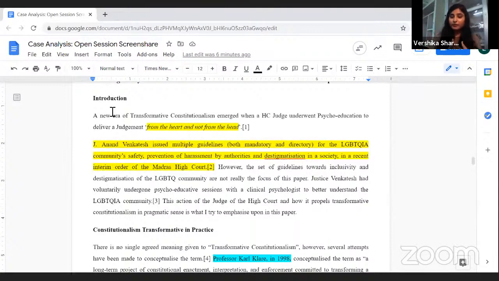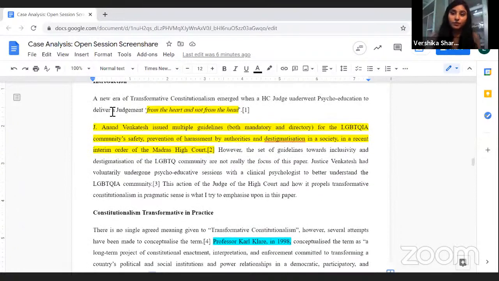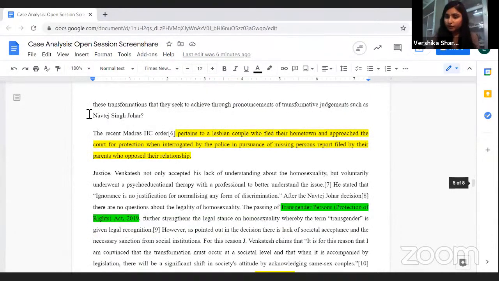Because earlier, transformative constitutionalism was simply about legislation, amendments and enactments, but here I show how the actions of a judge can actually be part of transformative constitutionalism. Those actions actually emerge from the judgment itself. It's not an action which is done in a separate compartment from the judgment. I have used a lot of parts of the judgment. I have used a lot of other things also.